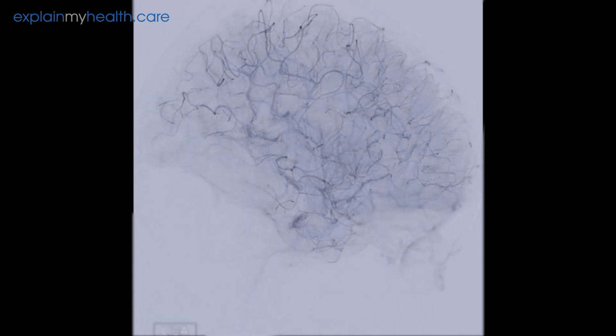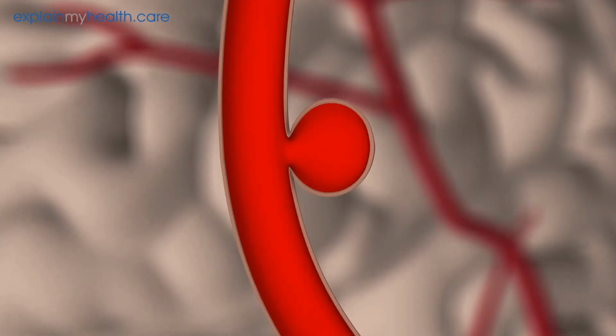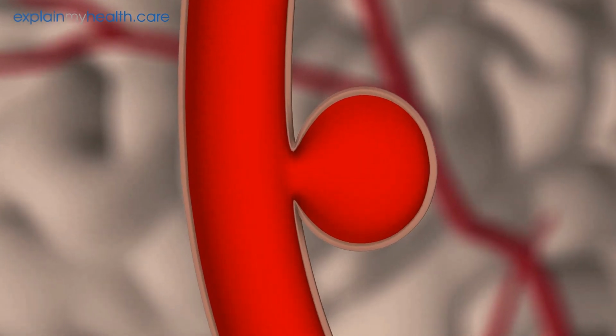The dye will reveal any abnormalities, such as an aneurysm in the arteries. An aneurysm occurs when the walls of the artery weaken. The high-pressure blood can cause it to expand or bulge outward like a balloon.